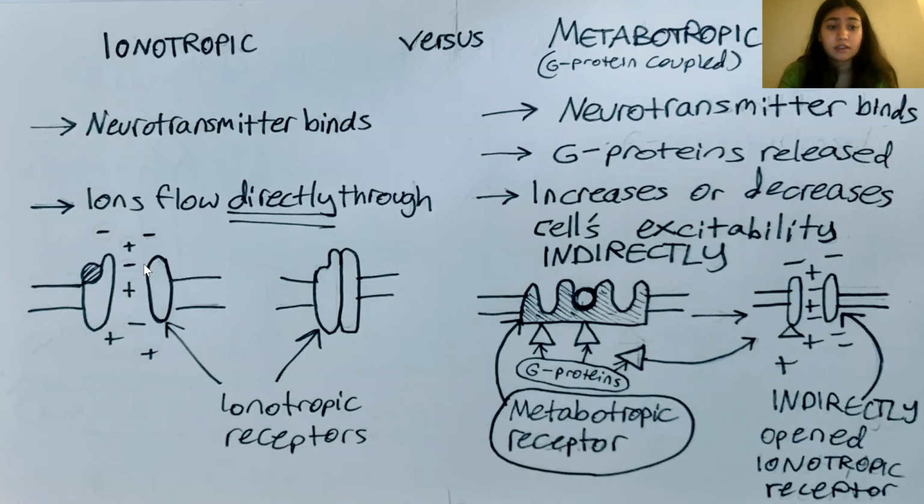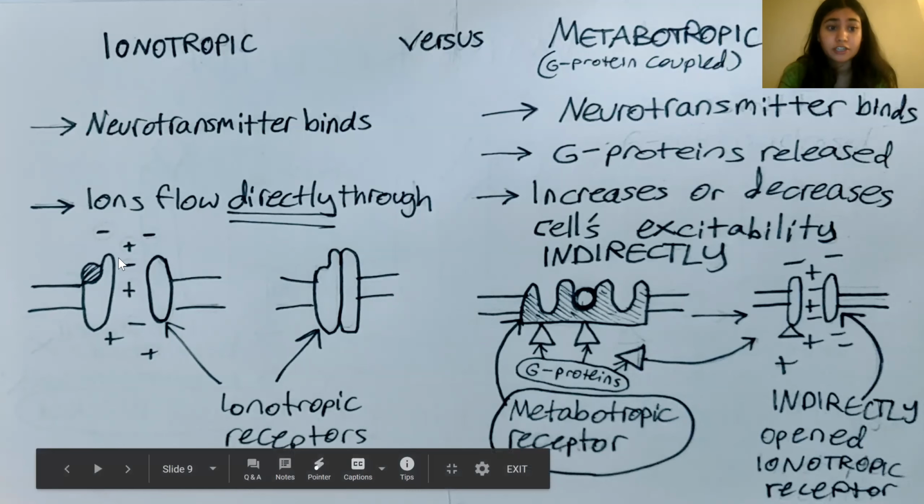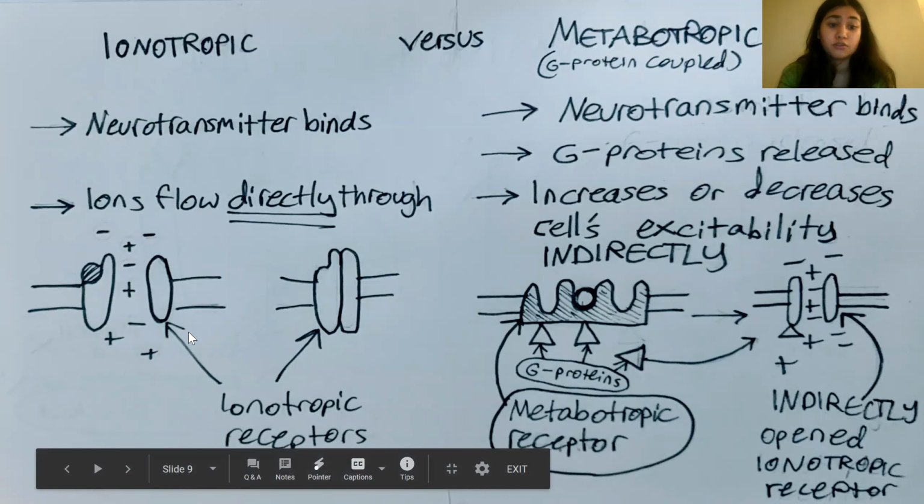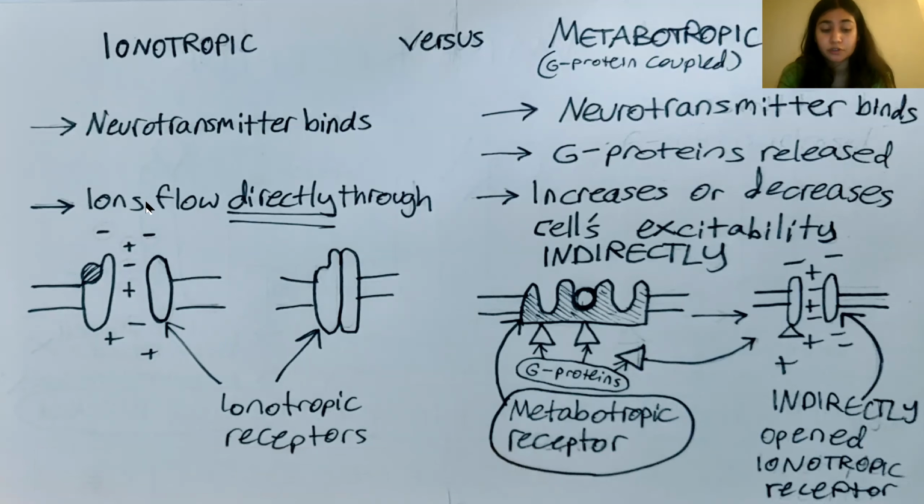Ionotropic receptors, on the other hand, are actually ion channels, and when glutamate or any other neurotransmitter binds to them, they actually open and allow ions to flow through directly. So that's the difference between metabotropic and ionotropic receptors.